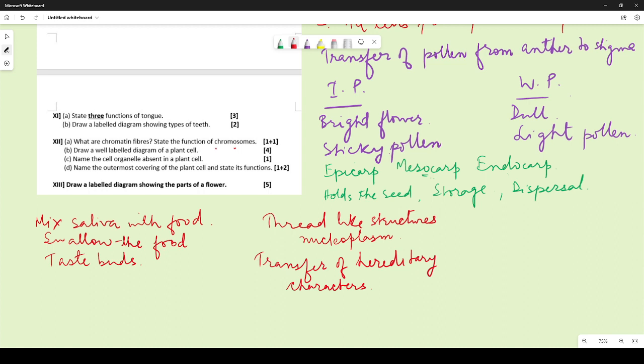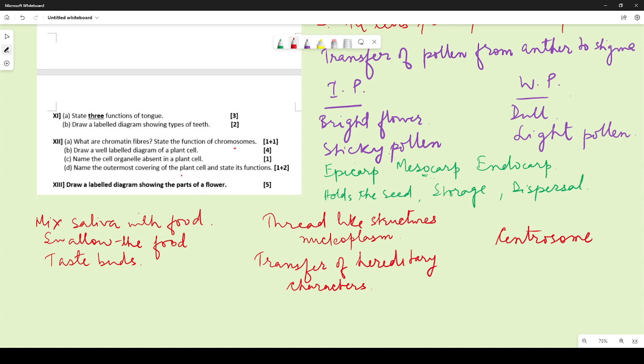Now draw a well-labeled diagram of a plant cell. You all know that. Don't forget to label. Name the cell organelles absent in a plant cell. You remember that? They are centrosomes. They are not present in the plant cell.